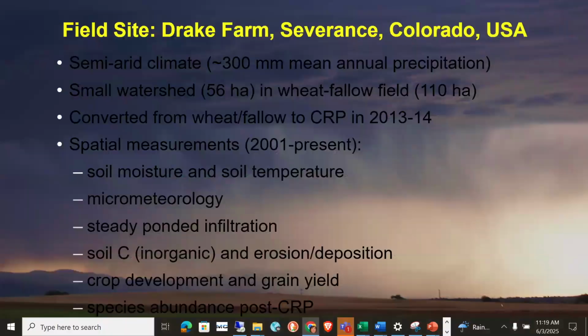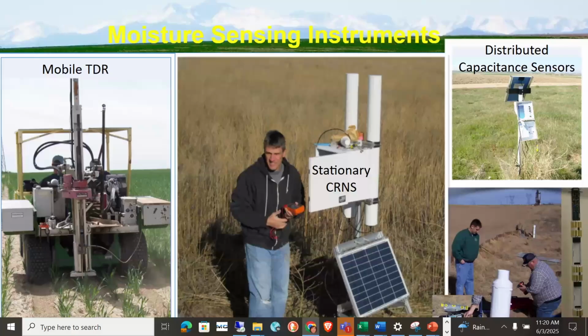So I'll be talking primarily about the Drake Farm. This come out? It's pretty dark. Sorry about the font. It's a semi-arid climate. It's a 56 hectare watershed within a wheat fallow system. It's been converted from that wheat fallow, which I'll show you a map of, to CRP, or Conservation Reserve Program, with perennials in 2013 and 14. We do have spatial measurements going back to 2001 for soil moisture and soil temperature, as well as several other variables, micrometeorology, and other studies that we've done at the site.